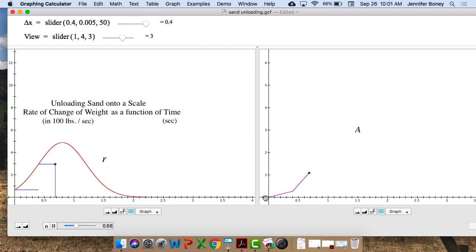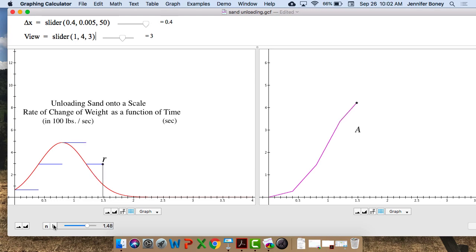So I don't really know that it's how much sand is on the scale, right? Because there might have been sand on the scale before time 0. But I know this will tell me how much sand is being added. And it is added because it's a positive rate. I know this will tell me how much sand has been added to the scale since time 0. Or in general, I could say how much the weight of the sand has changed since time 0.